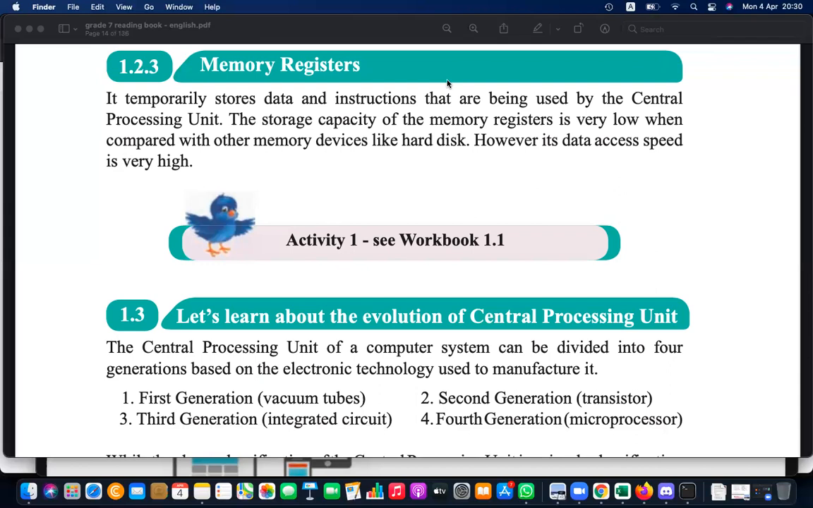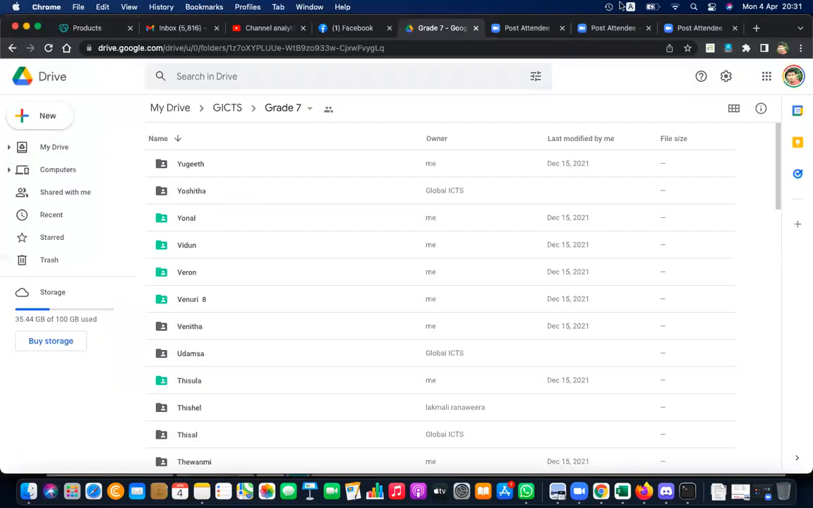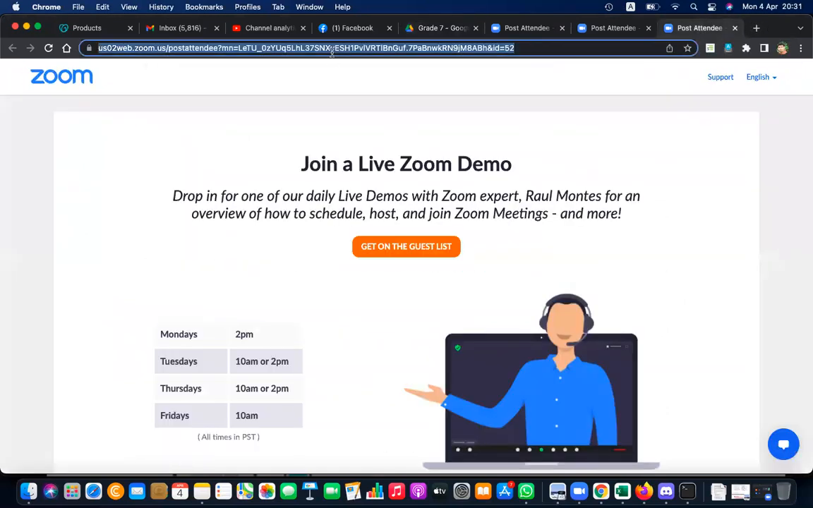Okay. So inside a single chip, it is possible to have multiple processing units.